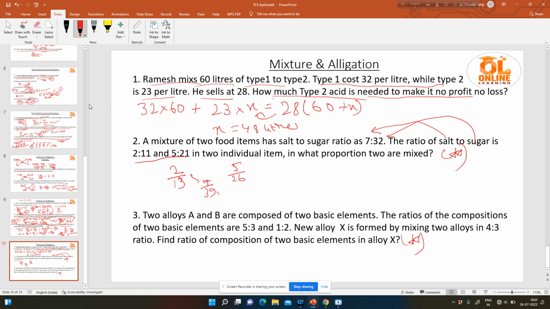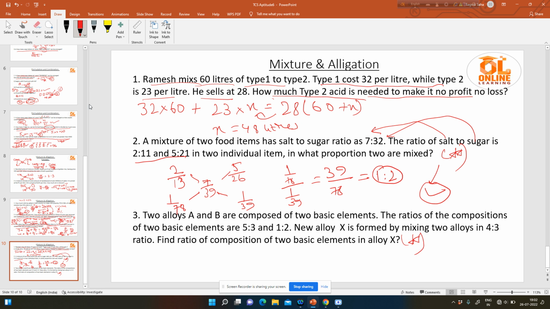If we subtract 2 by 13 minus 7 by 39, it is 1 by 39. And if we subtract 5 by 26 minus 7 by 39, neglecting the negative sign, it is 1 by 78. So 1 by 39 divided by 1 by 78, it is 78 by 39, that is 2 is to 1. So they are mixed in the ratio 1 is to 2. If we do it with sugar, we will also get the same answer. You can check it by taking sugar also.